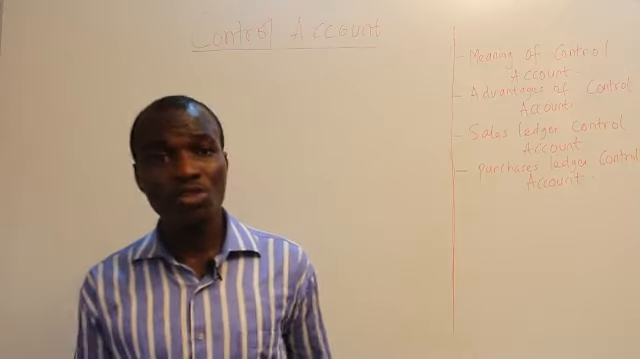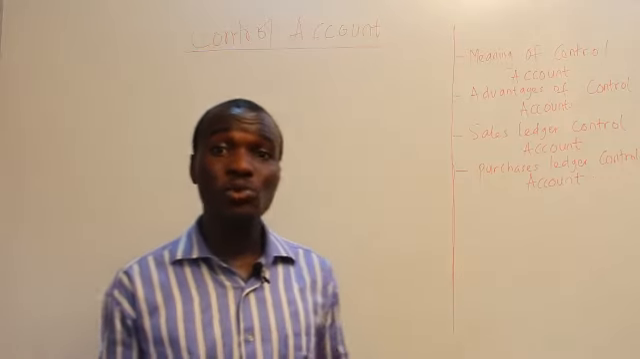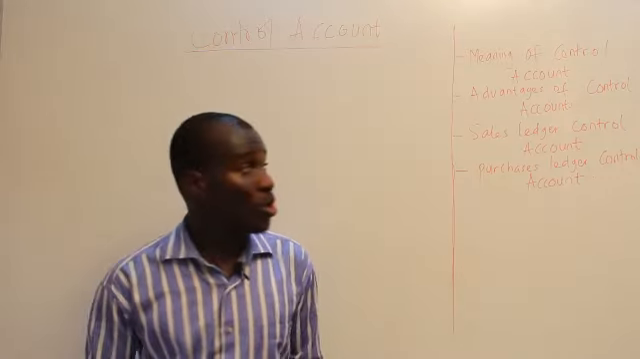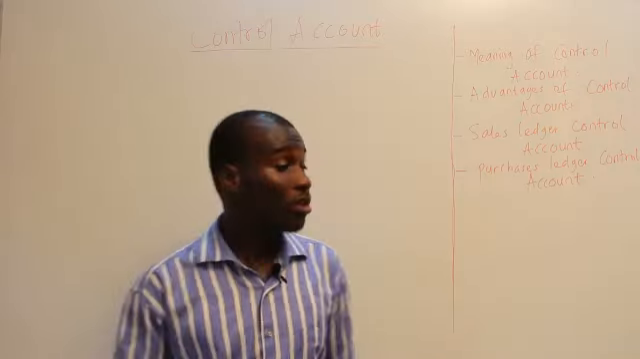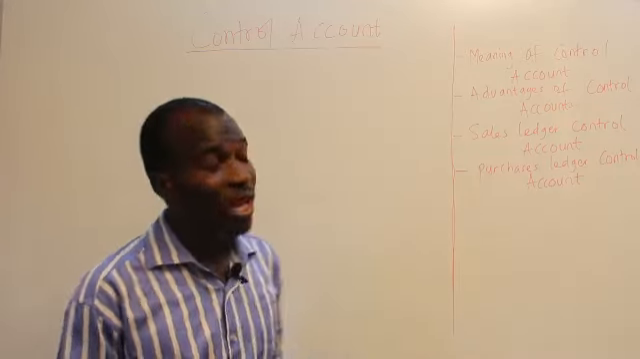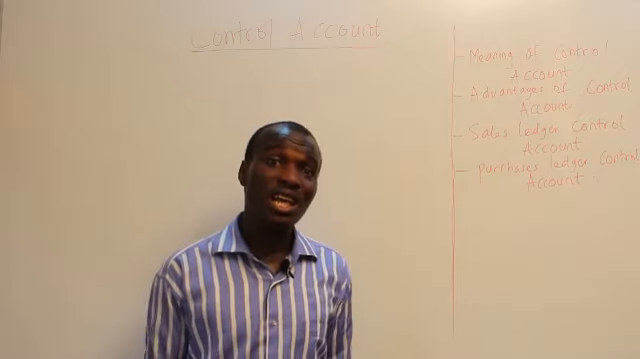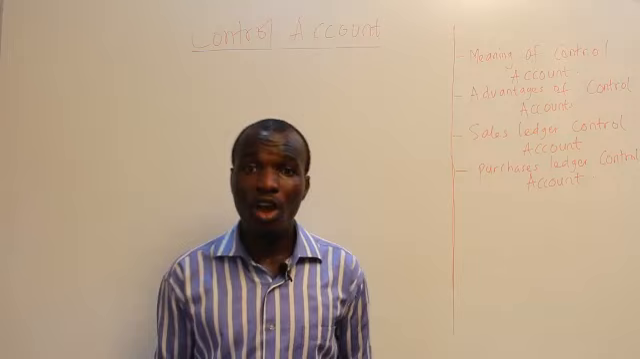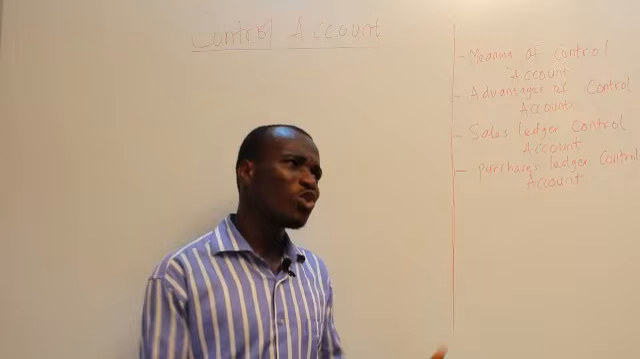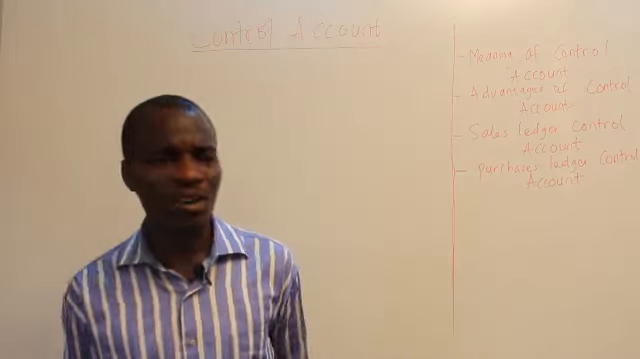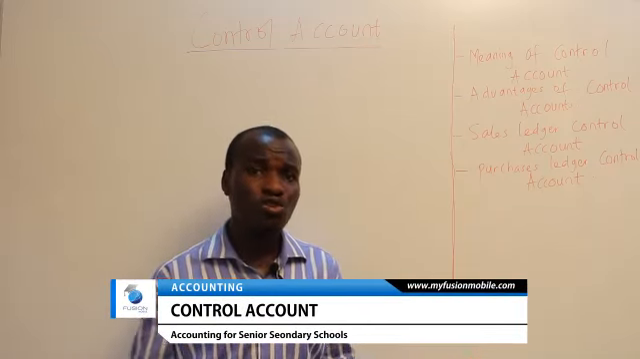At this stage, we'll be restricting ourselves to two important types of control account, which are the sales ledger control account and the purchase ledger control account. You can also call the sales ledger control account the total debtors control account. I said control account serves as the total entry or summary of individual accounts in a particular ledger. So you can call control account a total account. That's the reason we call the sales ledger control account the total debtors control account.